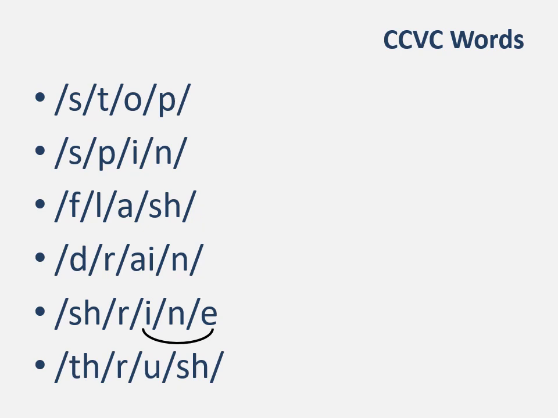And thrush. Now here we have got th, r, u, sh. So we've got the first consonant digraph to make a consonant sound th, followed by r, which is a consonant, then a vowel, and then sh, which is a consonant at the end, again a consonant digraph.